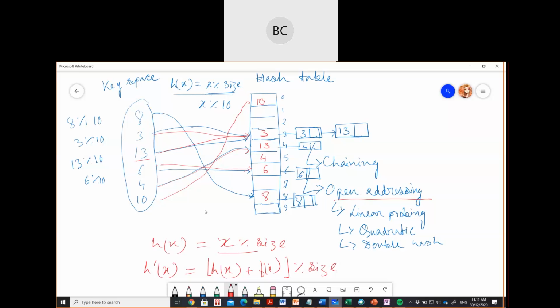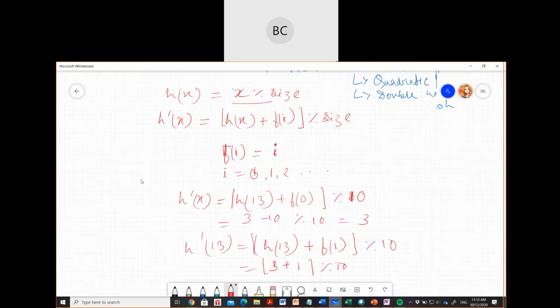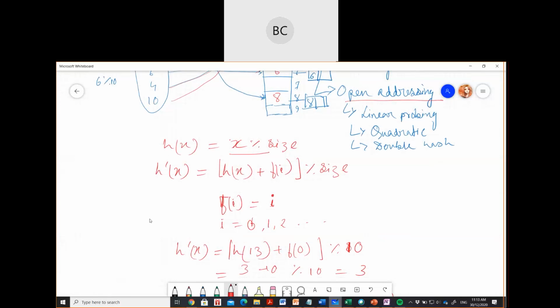Yes, finding a location using open addressing is like that. It's a recursive process. If you don't find a space, find the second next space, and again find the next space. I'm just giving you the mathematical equation.